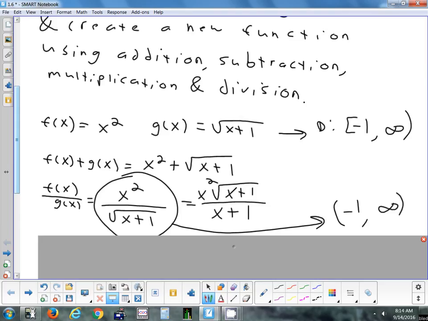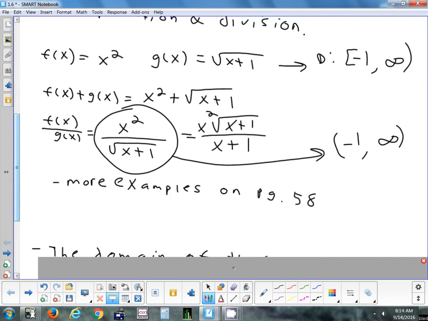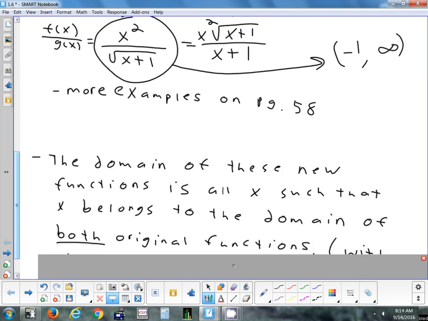So we've got to be careful when we start combining functions. The domains can change a little bit. Notice I didn't pay any attention to the top. That has no effect on the domain. You can square any number you want. So the only restriction here comes from the fact we don't want to divide by 0, and we don't want to take the square root of a negative. There are more examples on page 58.